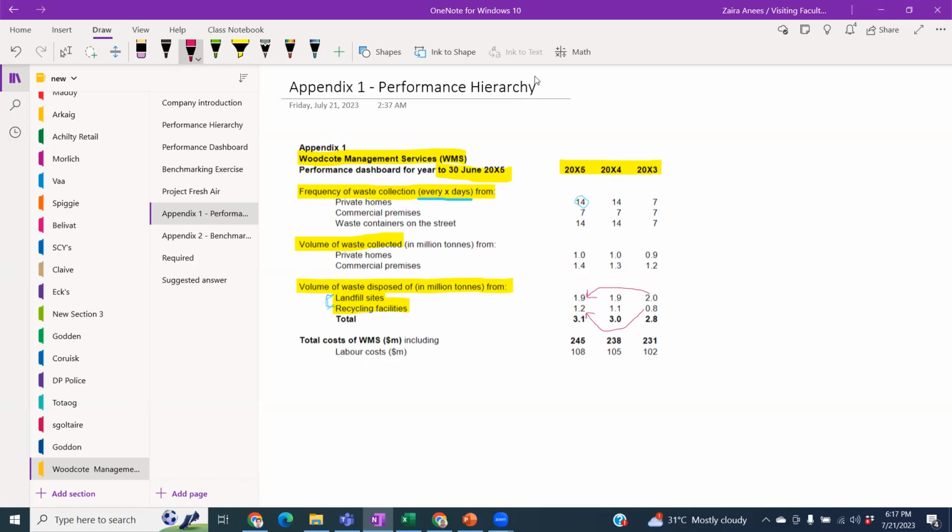Yes. Anyone else? I think there are 2 to 3 more people. I don't know when you guys joined. Okay. So recycling facilities, yes, you are right. If we are reducing landfill site disposal, that means we are reducing wastage, right? And recycling facilities, if they are increasing, that's a positive sign because now we are recycling more, right? And then labor cost is given. So it's a very nice, very decent, very clean appendix. Nothing much is given here.